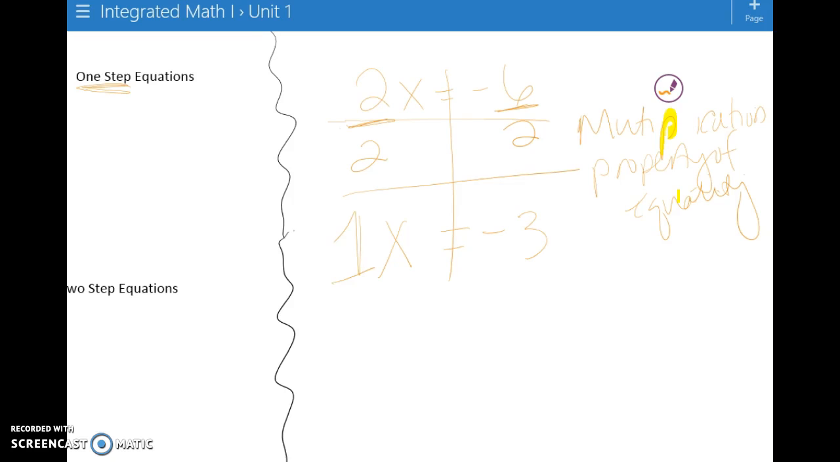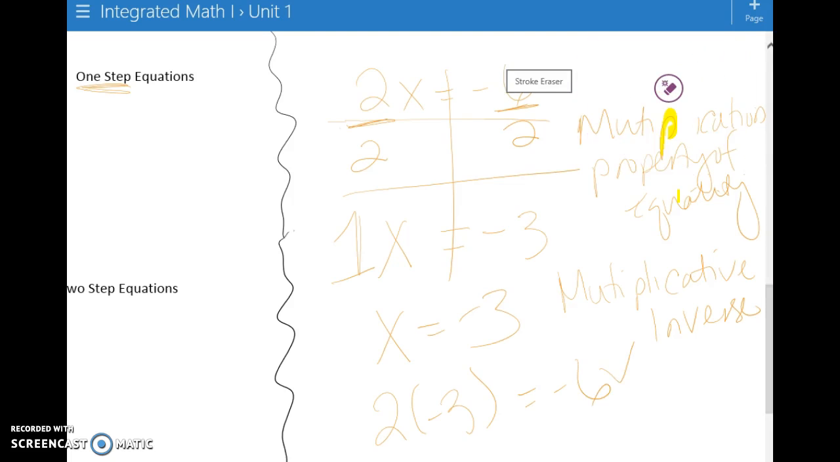Okay. Well, then what else did they say? Well, if I have 1 times x, remember 1 is our special number. That's the multiplicative inverse, which tells me if I multiply anything by 1, I just have whatever that thing is. So 1x is really just x. X equals negative 3. Let's plug it in and make sure we did it right. Yes, because 2 times negative 3 is negative 6. So we're all good.